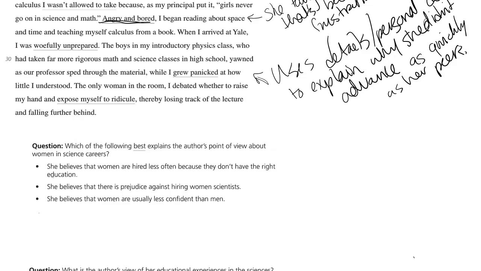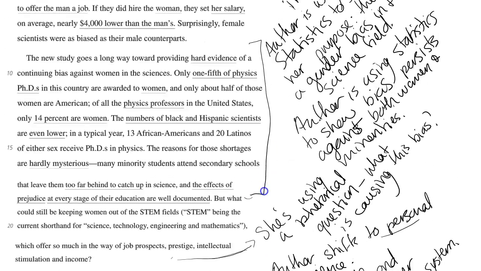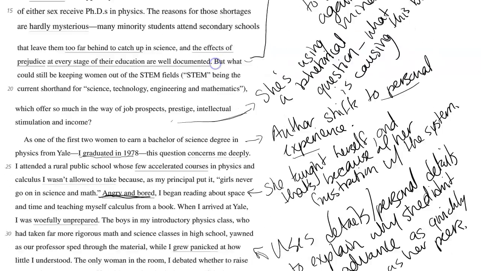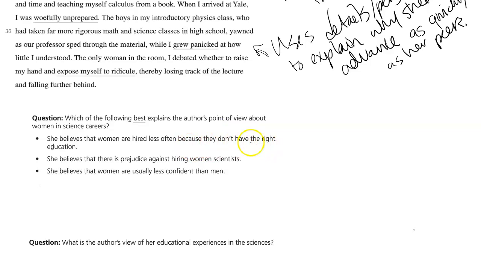The first question is, which of the following best explains the author's point of view about women in science careers? Option A, she believes that women are hired less often because they don't have the right education. This answer is tricky because yes, in line 5, she does say that when presented with identical summaries of accomplishments of 2 imaginary applicants, professors were more willing to offer a man a job. But that was not because women didn't have the right education. So this is incorrect because this cause and effect is incorrect.